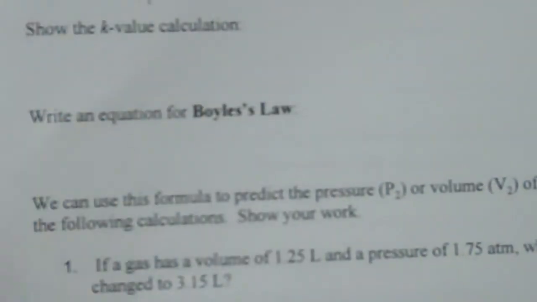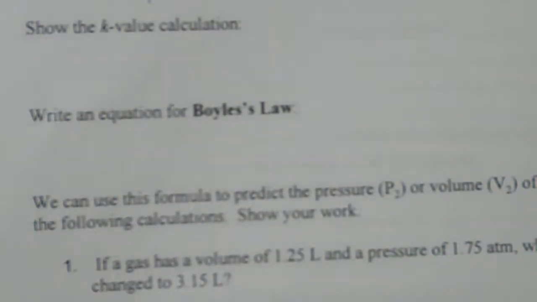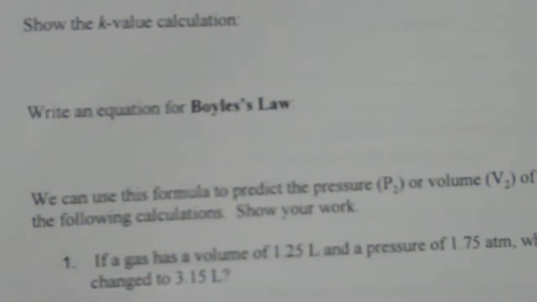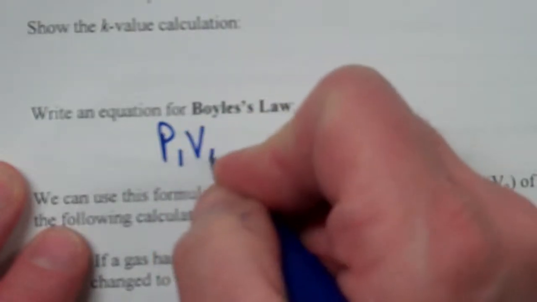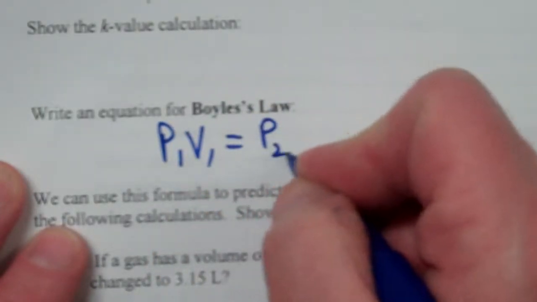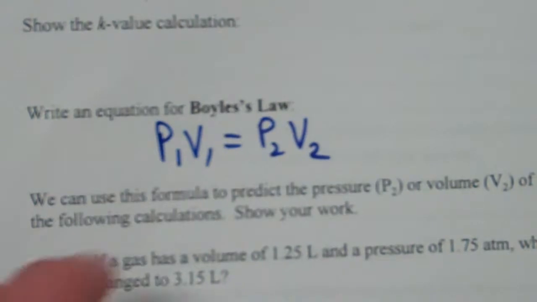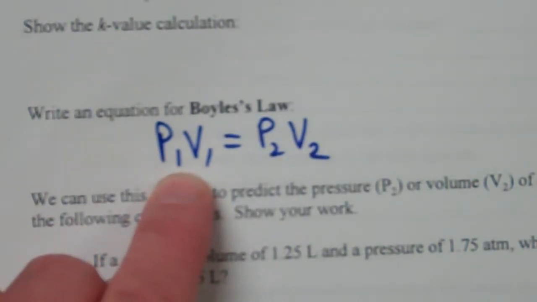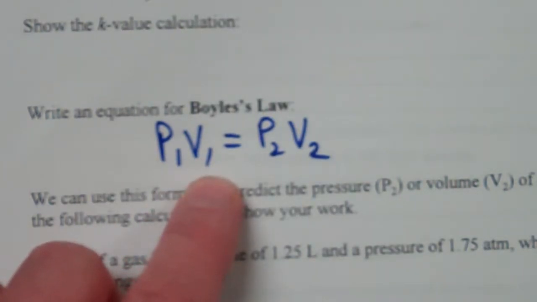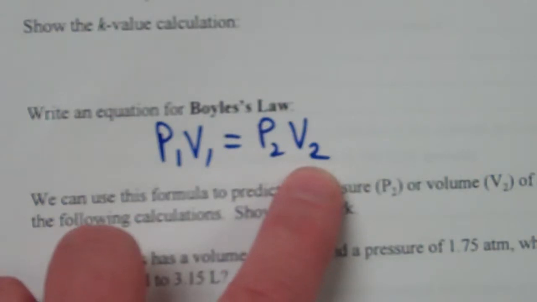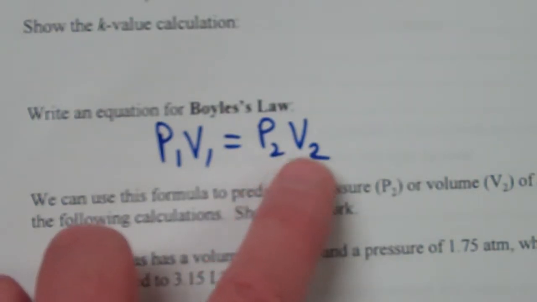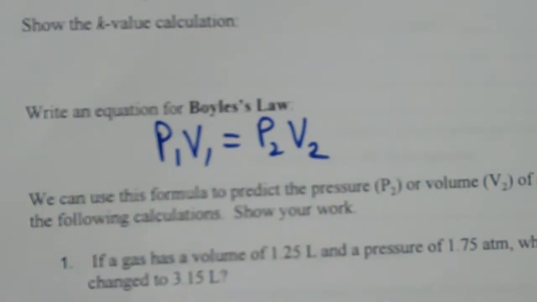All right, so I want to do a couple of these problems. So we got to write the equation for Boyle's Law. So we're going to start right here. The equation for Boyle's Law is P1 V1 equals P2 V2. And again, sometimes you might see this as PI VI. That would mean the initial pressure and the initial volume equals, and then it might say PF VF. That'll mean final pressure and final volume.